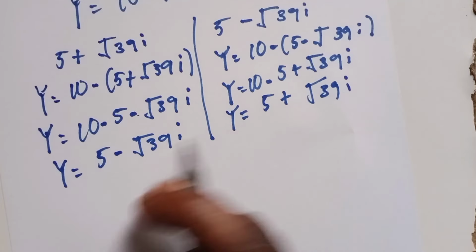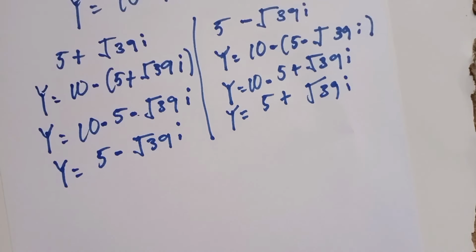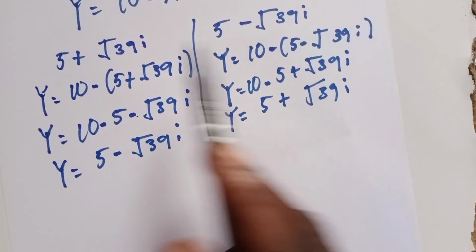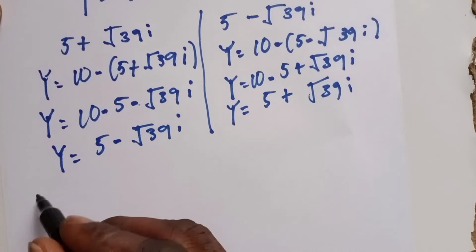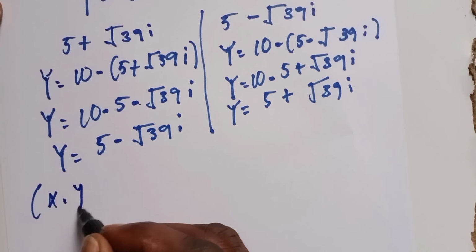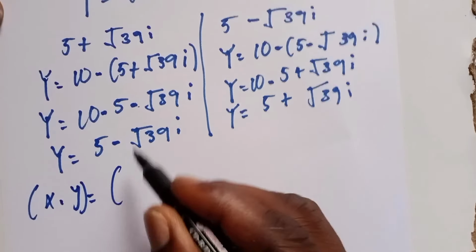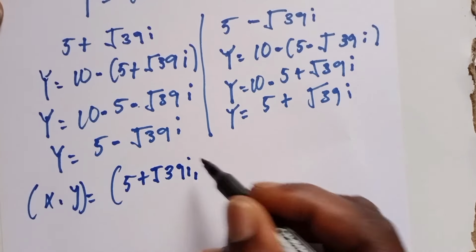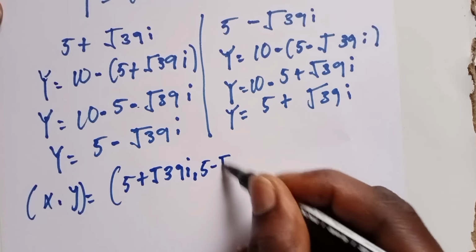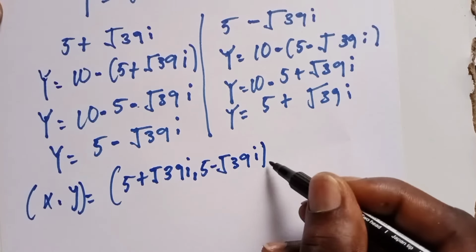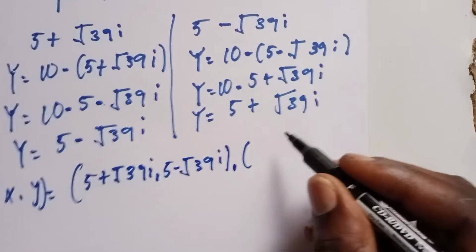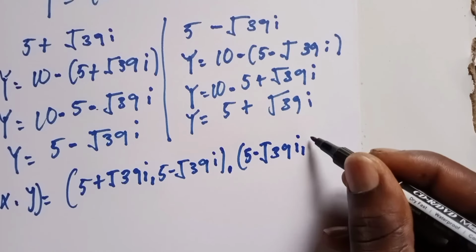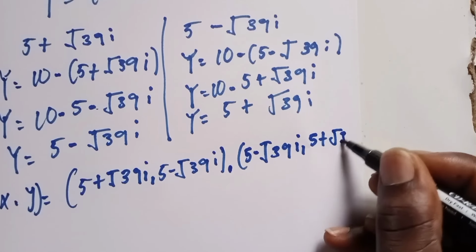So these are our values for x and y. From here, you can see that the value of y is just similar to the value of x. So xy is now equal to 5 plus root 39 i, comma 5 minus root 39 i, and 5 minus root 39 i, comma 5 plus root 39 i.